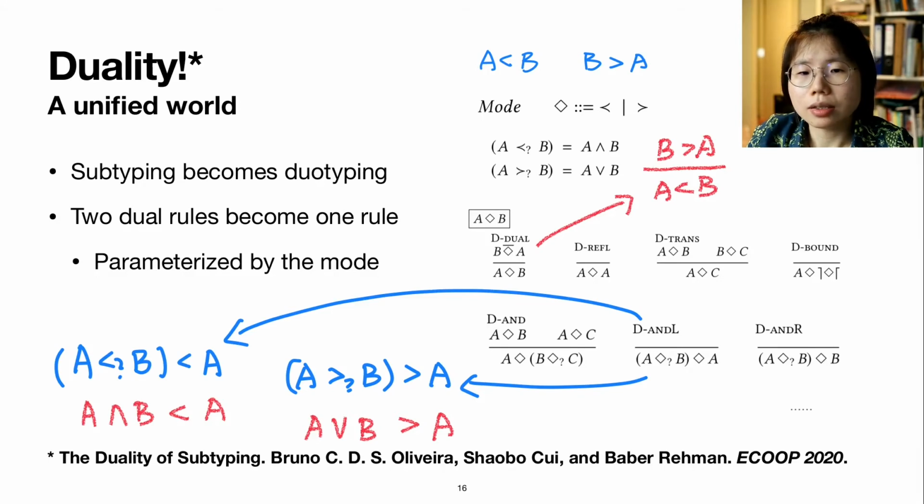So the two dual rules can now be unified into one. For example, if we instantiate the mode in the rule D-AndL by subtyping, we get A intersection B is a subtype of A. And if we instantiate it by supertyping, we then get A union B is a supertype of A. If you want to flip the mode, which means you want subtyping instead of supertyping, for example, you can use the D-dual rule.